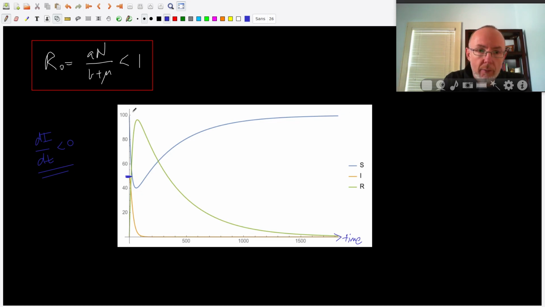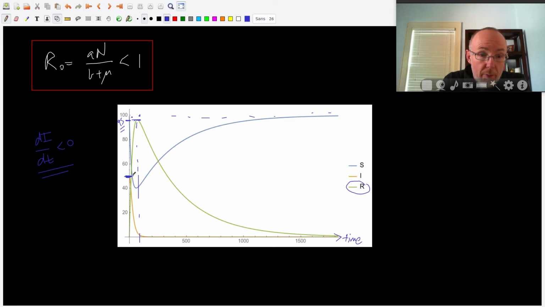The number of susceptible people, this blue line, goes eventually to 100%. The number of recovered people, you see the number of recovered people here, it zooms up. You can see it gets close to 100%. In other words, at some point early on in this disease, everyone has it, right? The number of recovered people is almost 100%. What is this? Let's say that's 95%.